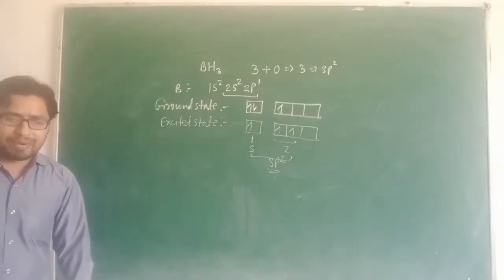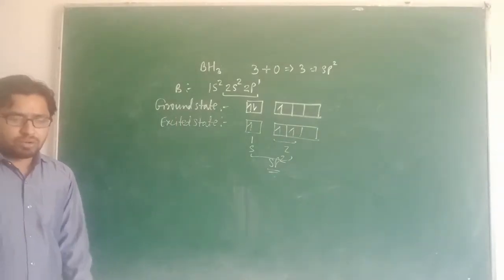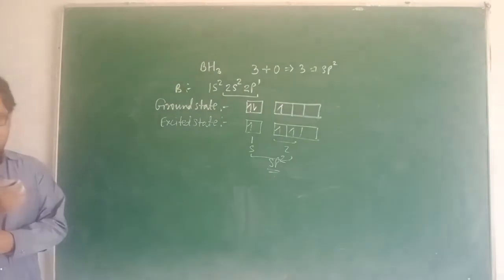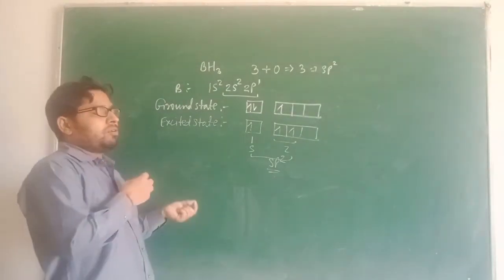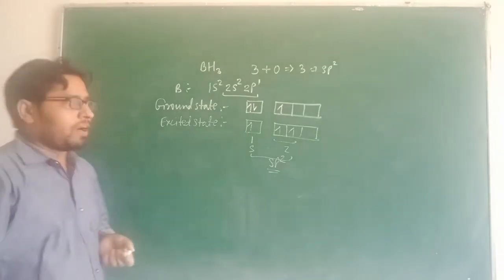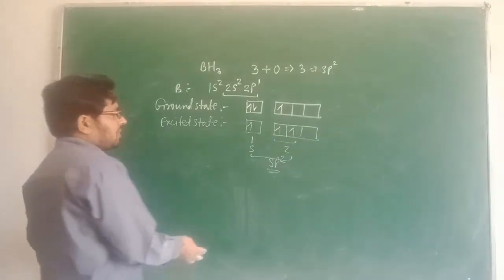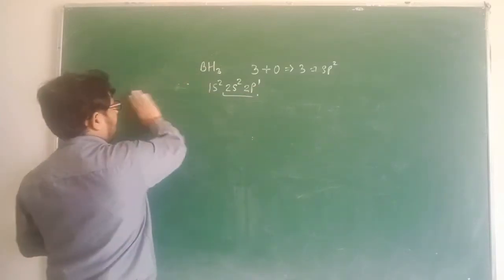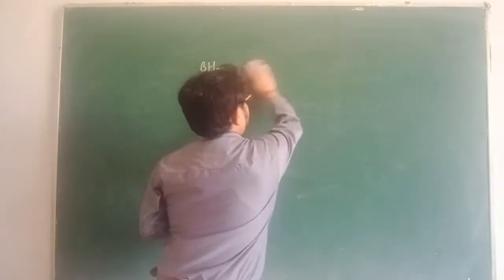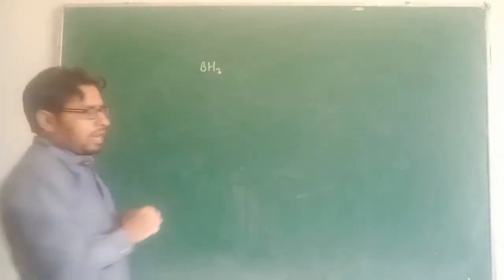sp2 hybridization. Now the shape. If you will see here sp2 hybridization, so this will be the triangular planar. So how I will arrange that you can see. It will be too easy. Let's see how I am going to arrange. This is I am having this boron.